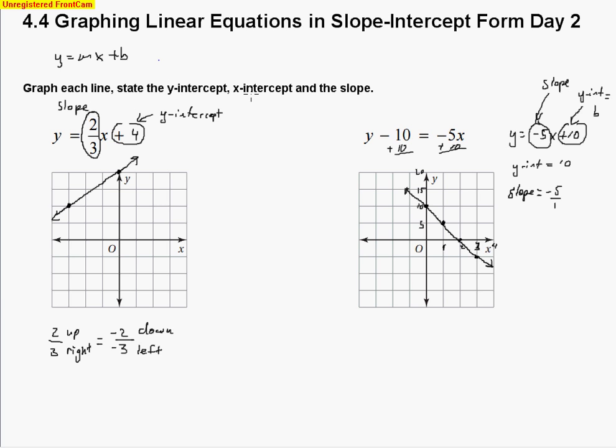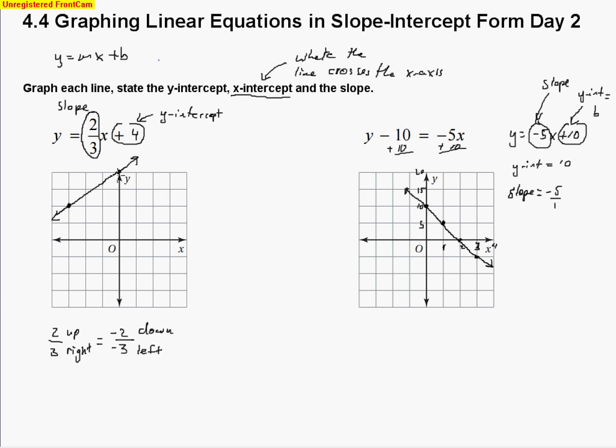but I also want to find the x-intercept. The x-intercept is where the line crosses the x-axis. So where the line crosses the x-axis. And so I see that the y-intercept is where it crosses the y-axis.